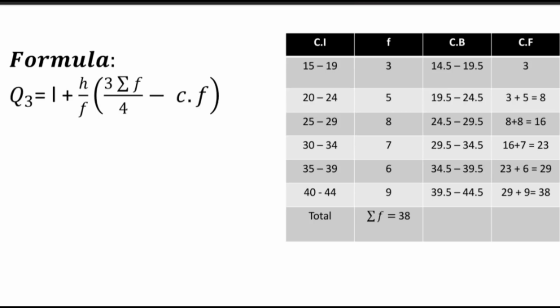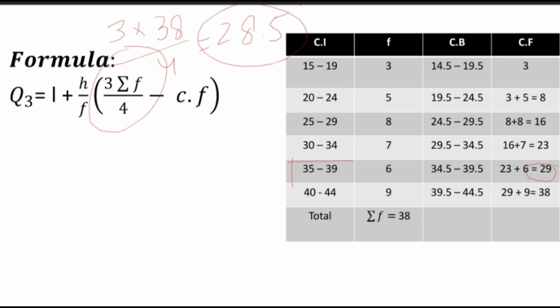We know that the formula of Q3 is L plus H upon F into 3 summation F upon 4 minus cumulative frequency. Students, to find out the Q3 group, we first find out the value of this, means 3 multiplied by 38 upon 4, that is equal to 28.5. Now locate in the cumulative frequency column where 28.5 lies. Student, 28.5 lies here. So this is our Q3 group. And now we find this is the value of L, this is F, that is 6, H equals 5, 35 minus 30 is 5, and the preceding cumulative frequency.